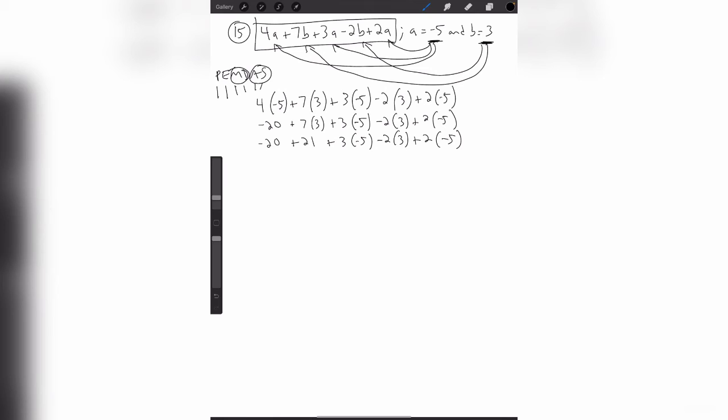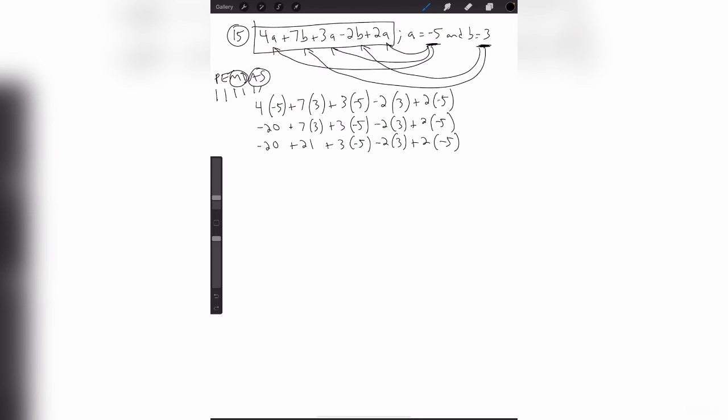All right. It would be tempting to do this addition, subtraction right here, but I'm not going to worry about that right now. I'm going to focus on multiplication first. Remember, there's no parentheses, there's no exponents, there's multiplication, division, so it's multiply. Okay, nothing inside the parentheses I can do. So I'm going to multiply, and I'm going to say 3 times -5 is -15. So -20 plus 21 minus 15 minus 2 times 3 plus 2 times -5.